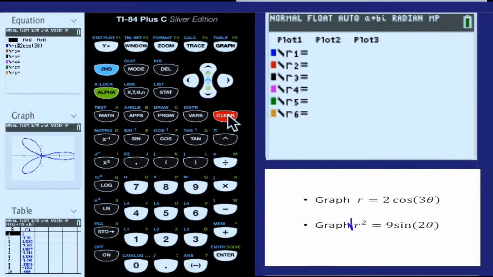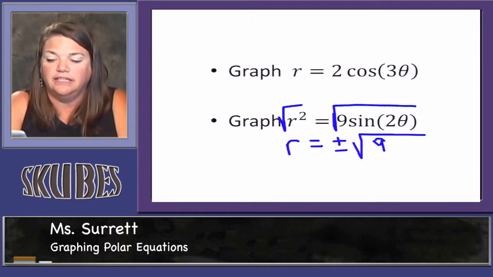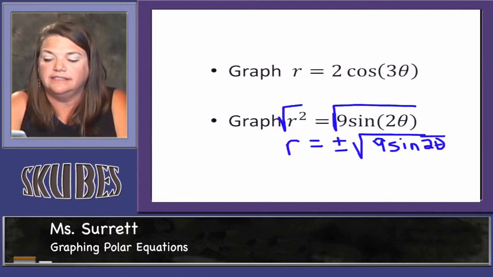So what we have to do is actually plug in, if we took the square root of both sides, we would end up with r equals, right? But we would end up with r equals positive and negative square root of 9 sine 2 theta.